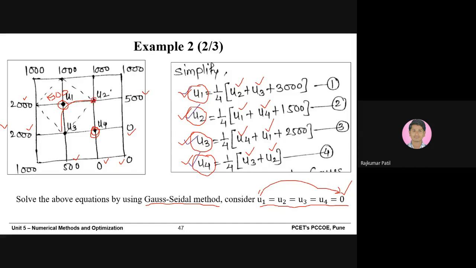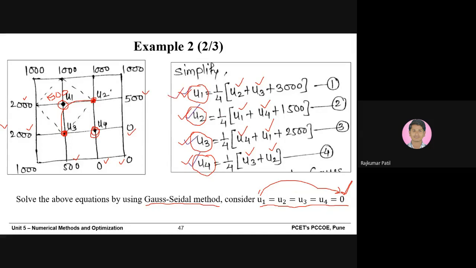Similarly for U2, you can take between 500 and 800, and for U3 you can take between 1000 and 1500, not 100. So based on the boundary value conditions, you can assume the approximate or initial values for U1, U2, U3, U4 based on your understanding level, and select the values in such a way that you need to do fewer iterations. So here we are assuming all four values U1, U2, U3, U4 equal to 0.